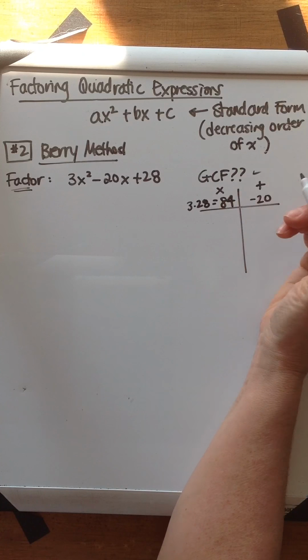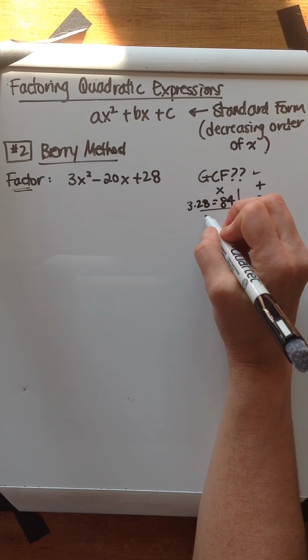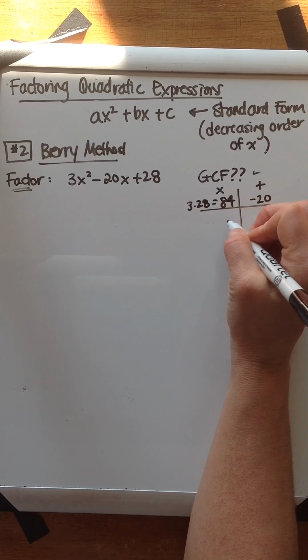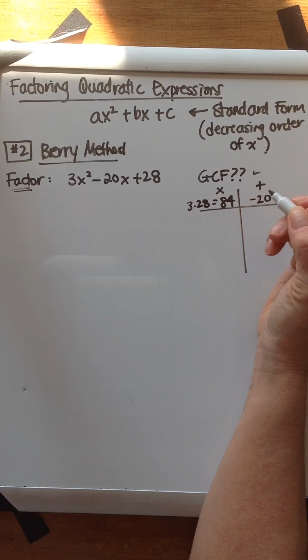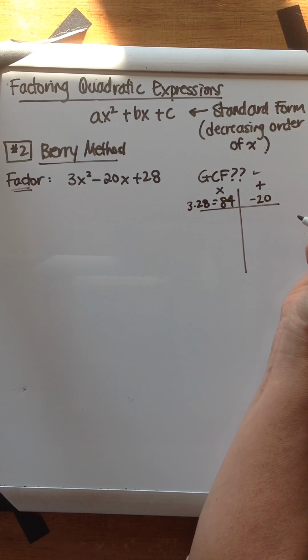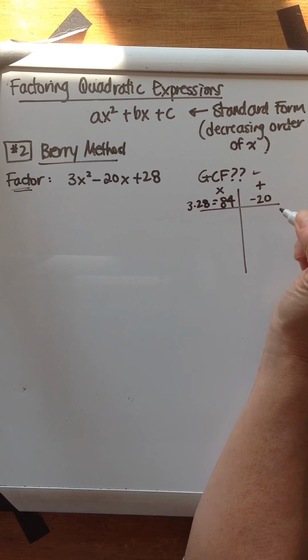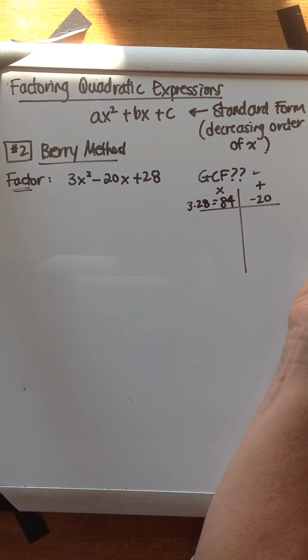Now, maybe you can't think of those 2 factors off the top of your head. Remember our strategy of starting with 1 and 84, and then 2, in this case it'd be 42, and so on. We don't need to do 1 and 84. We know adding them is never going to be negative 20, even if they're both negative. Same with negative 2 and negative 42. They're going to be negative 44. We're nowhere near negative 20.